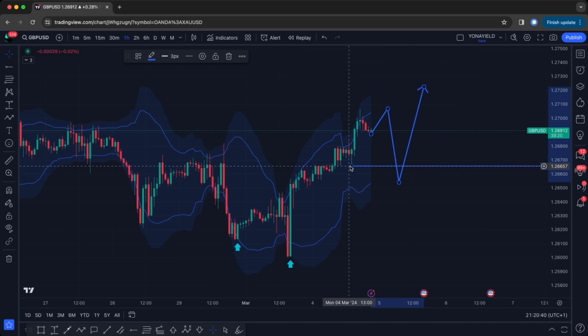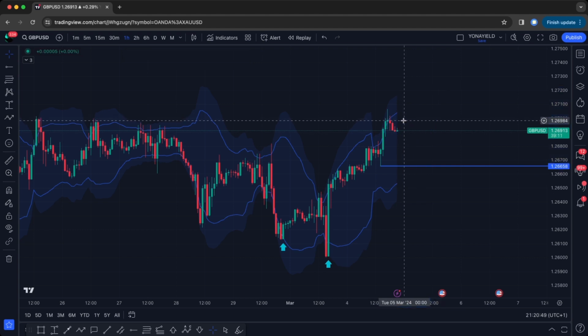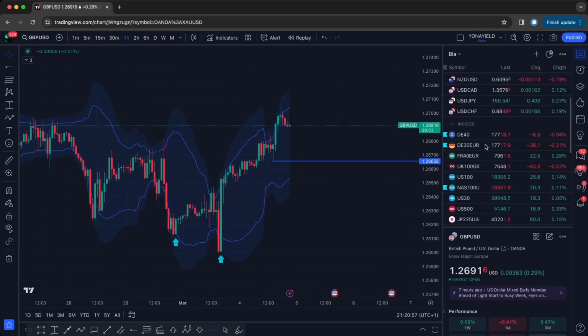Grab some liquidity right here before moving up again. So this would be my game plan in GU for tomorrow. Let's see how big of a pullback we will get. Okay guys, now let's have a look. What else do we have?